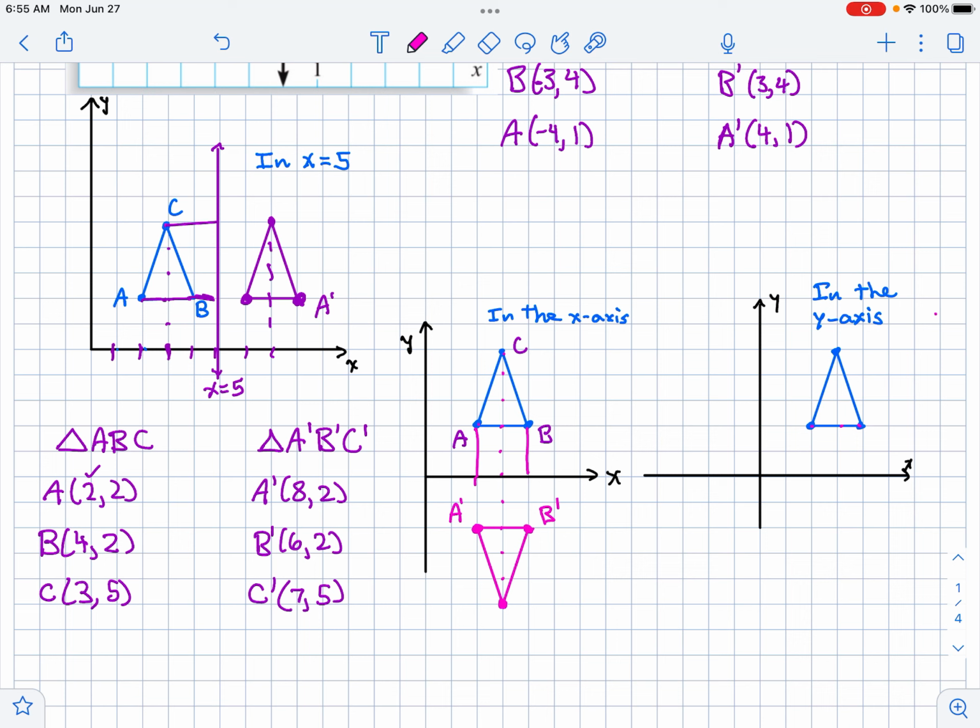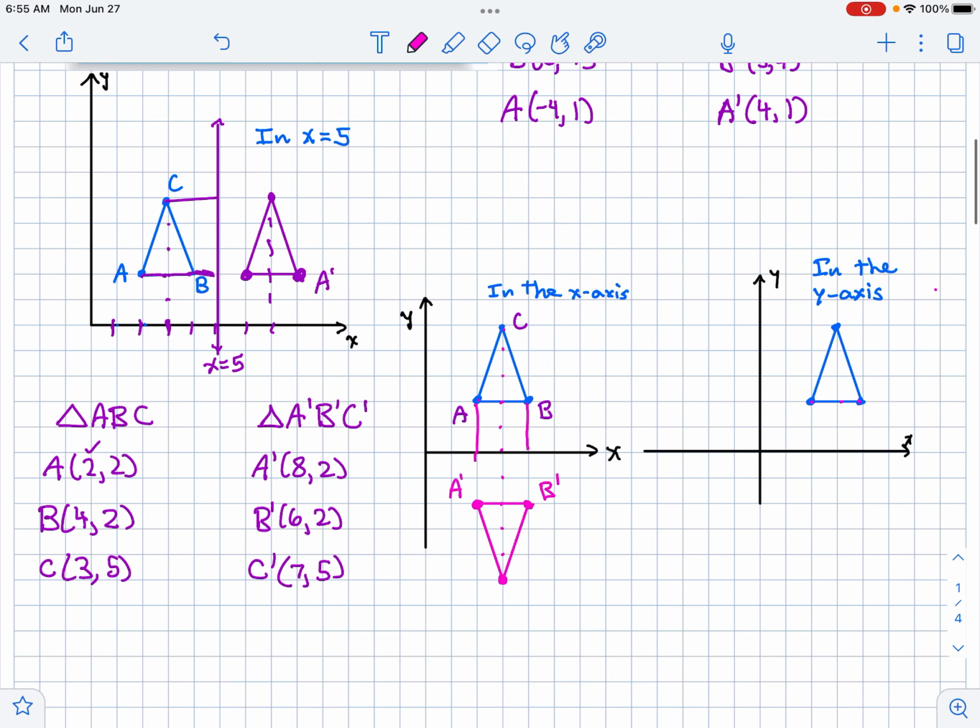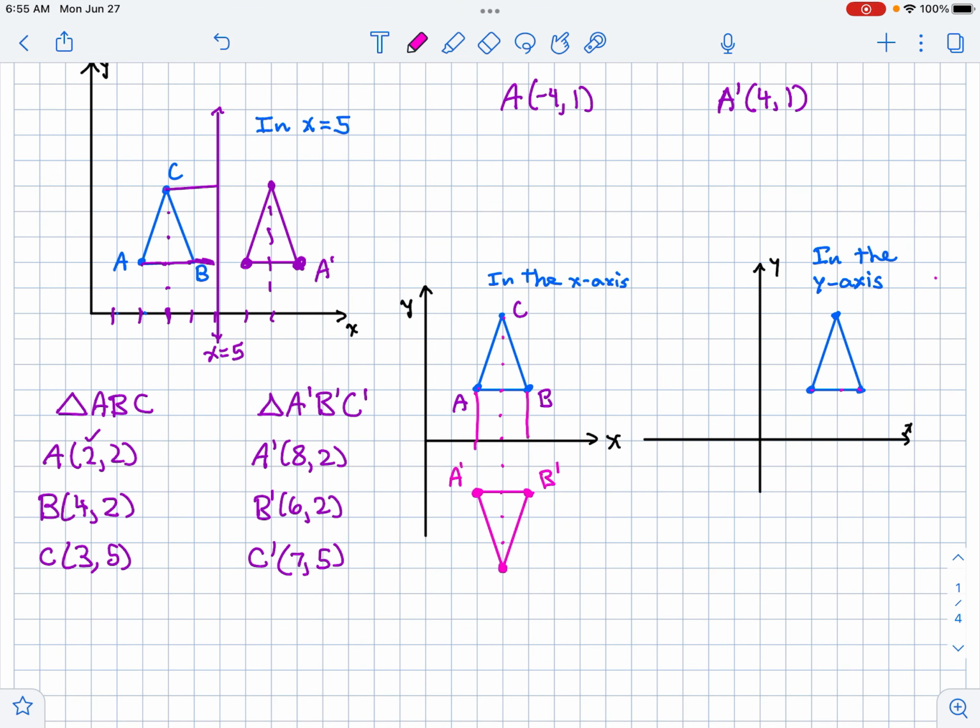That's how we reflect it. Now, notice the Y's changed here. And you could compute those points if you wanted and take note, but I think you get the idea here. Now, let's look at reflecting in the y-axis.